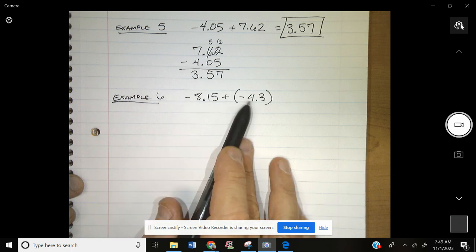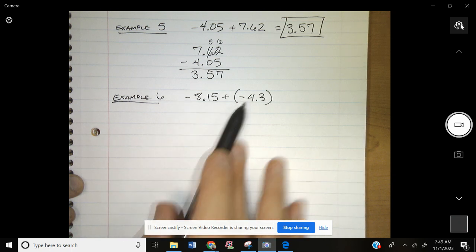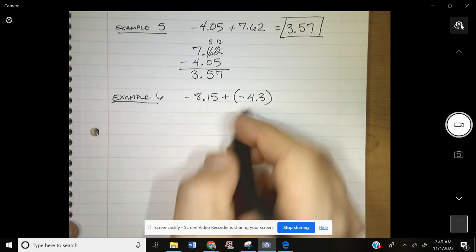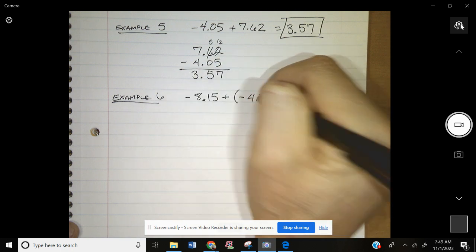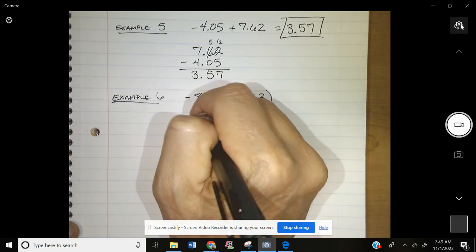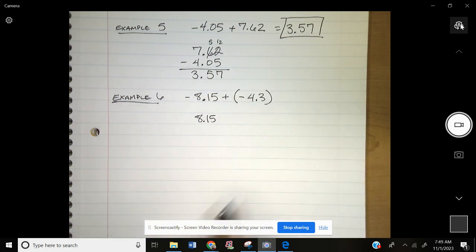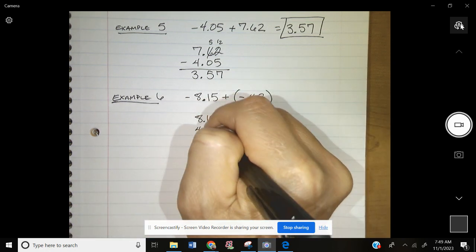So the signs are the same. That means I'm going to add the absolute values and my answer is going to be negative. Keep the sign. I want to line these up, and I like to keep the bigger absolute value on the top. 8 and 15 hundredths. 4 and 3 tenths.